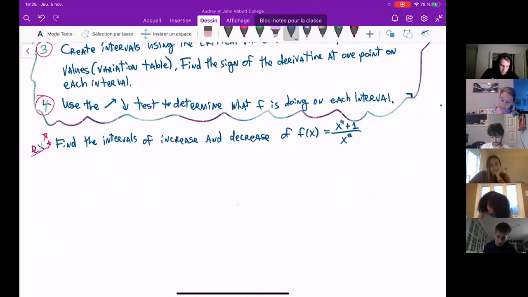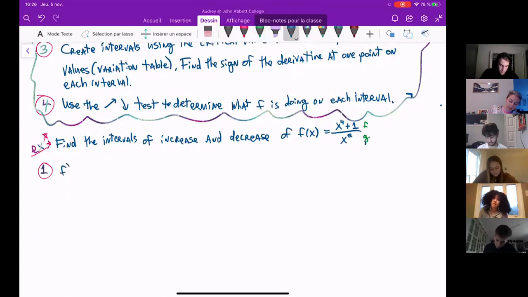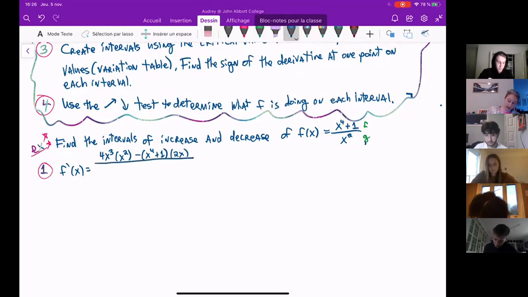And our first step that we have up there to follow our guidelines is to find f prime and simplify. So what rule do I need to calculate f prime here? Quotient rule. You got it. I'm going to have my quotient rule, I have like f and g. So I will have f prime of x is equal to the derivative of the top times the bottom minus the top times the derivative of the bottom, all divided by the bottom squared.